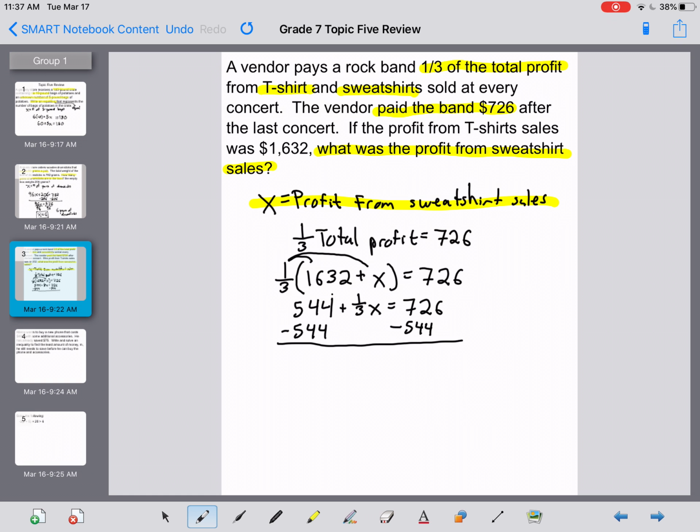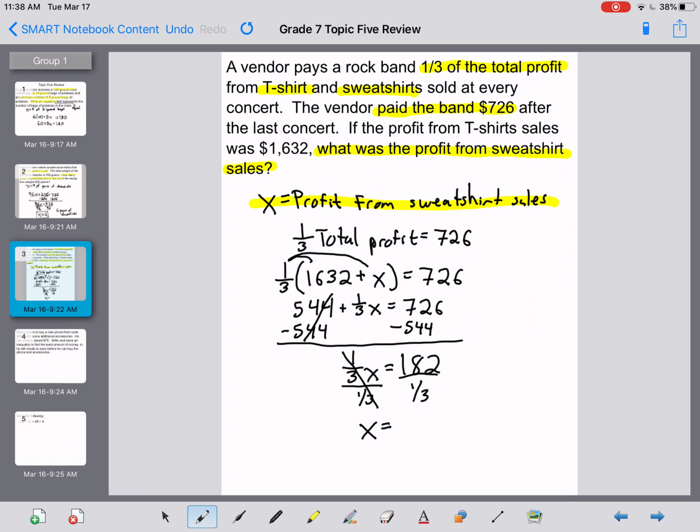544 minus 544 cancels out. I'm just left with 1/3 x equals 726 minus 544, which is equal to 182. Now I need to get rid of this 1/3 x, so I can divide both sides by 1/3. When I do that, 1/3 x divided by 1/3, my 1/3 cancels out. I'm just left with x.